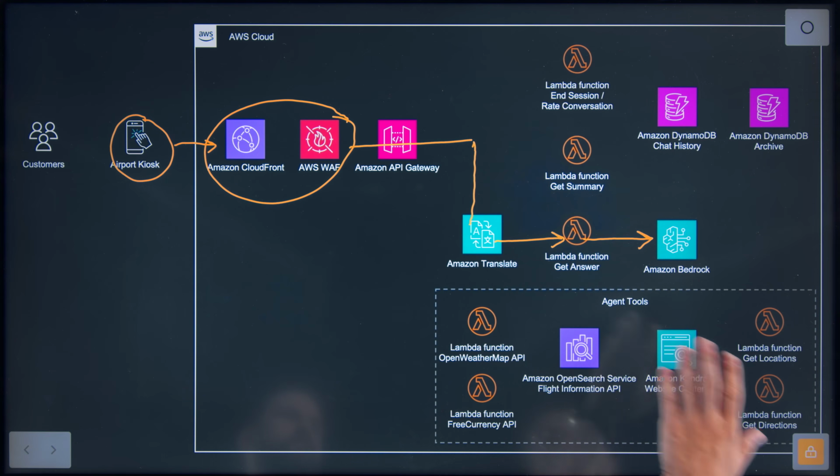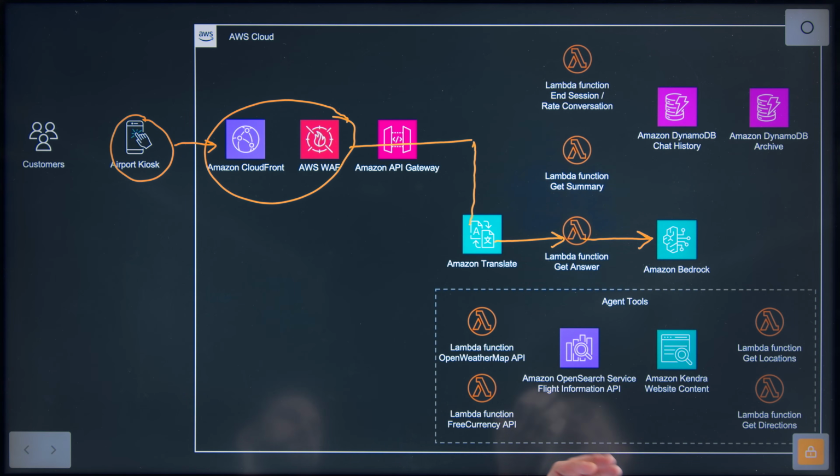Then I see here a lot of agent tools. So I suppose you're using Retrieval Augmented Generation, right? And you have one agent probably? Yes. Can you walk us through that setup?